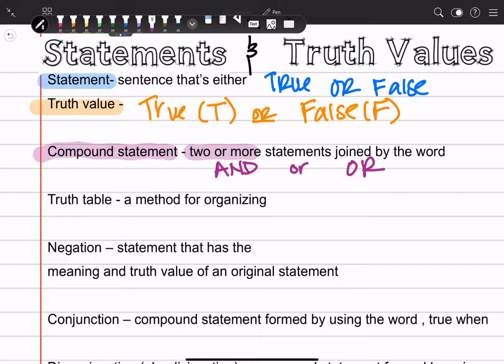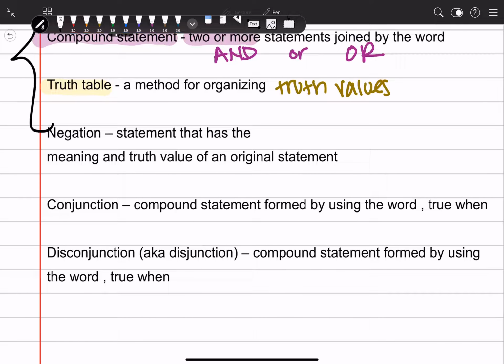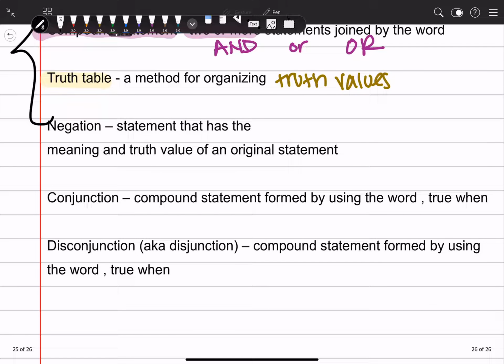All right, next, your truth table. This is a method for organizing all of your truth values. Again, this is going to help you stay organized for the rest of this chapter. All right, these four things are important vocab that you need to know. We're going to be using them in order to do our actual truth tables and truth values. So, let's do it. All right, we are going to be explaining these three first.